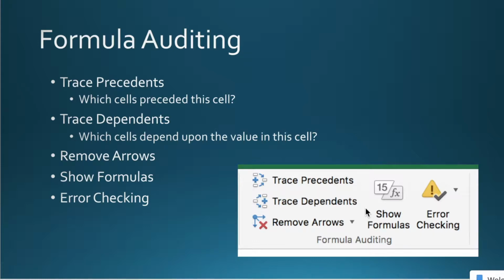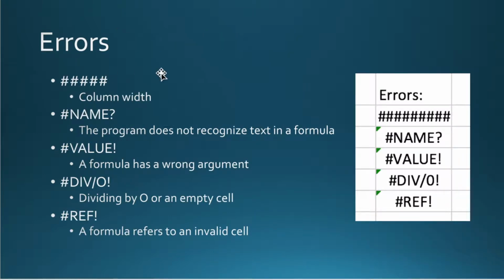This remove arrows function just allows you to remove them if you want a clean slate again. Show formulas is exactly what it sounds like. If you hit that, it will show you all the formulas on your spreadsheet instead of showing what the result is. And then error checking is an easy way to go through the errors in your spreadsheet and to fix them. I have a special slide just for errors because they're pretty important and I wanted to highlight some of them. These are the most common ones that you'll run into.